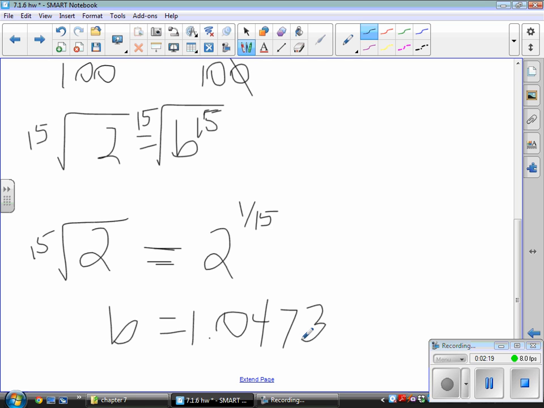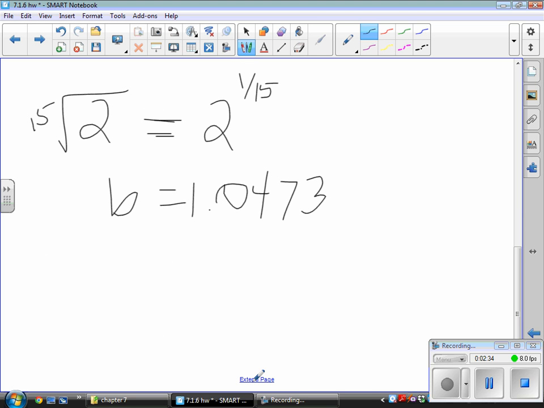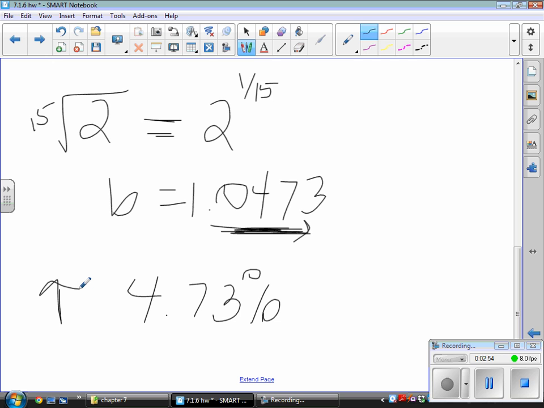The question asks for the interest rate, or the percent increase or decrease. In this case, it's an increase. So if we were given a multiplier of 1.50, the percent increase is just this 50%. So in this case, our multiplier is 1.0473, but the percent itself that it is increasing is the stuff after the decimal point. So that's just 4.73%, 4.73% increasing. Okay? So I need to look after the decimal point.